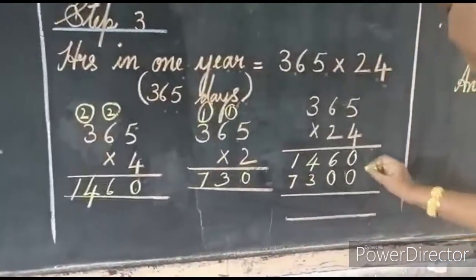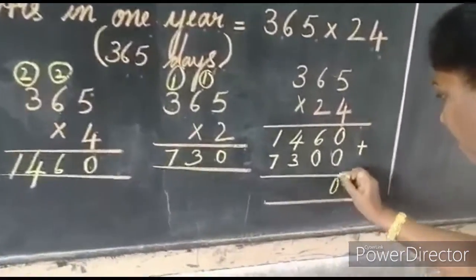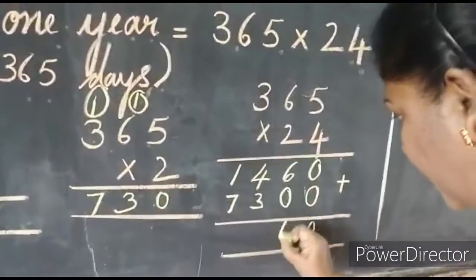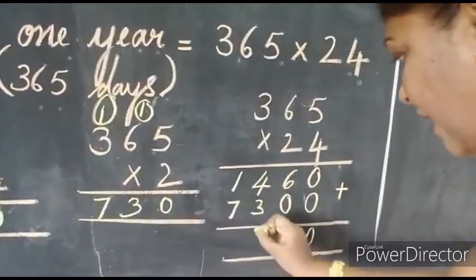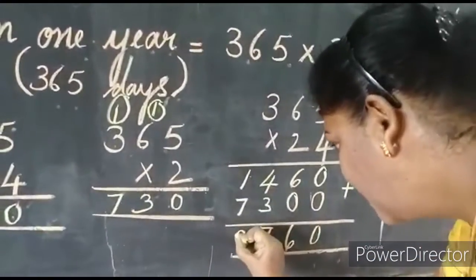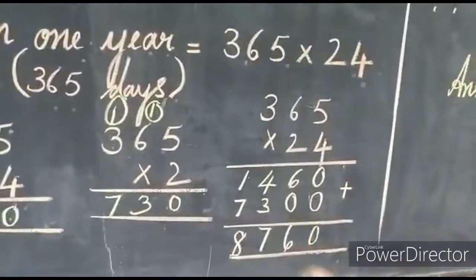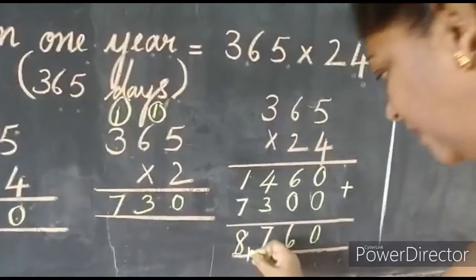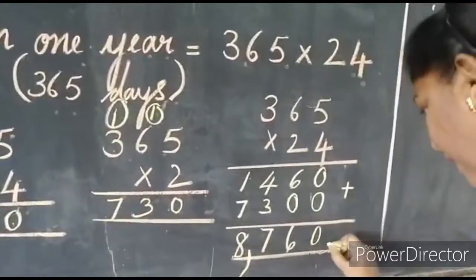Now add it. 0 plus 0, 0. 6 plus 0, 6. 4 plus 3, 7. 1 plus 7 or 7 plus 1, 8. 8,760 hours.